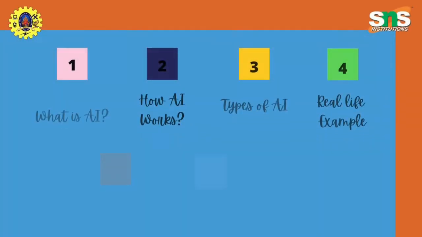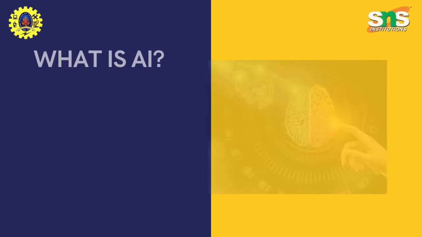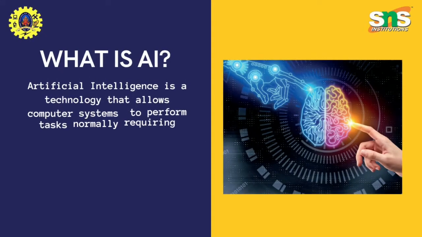In this video, I will talk about what is artificial intelligence, how exactly AI works, types of artificial intelligence, a real life example, what are quantum computers, and an overview video on quantum computers. So first, let's see about artificial intelligence.